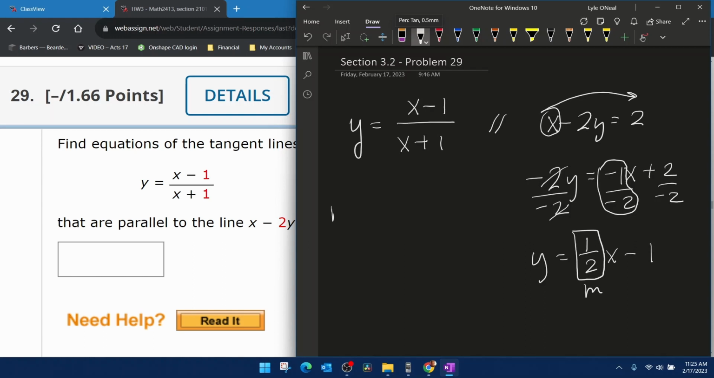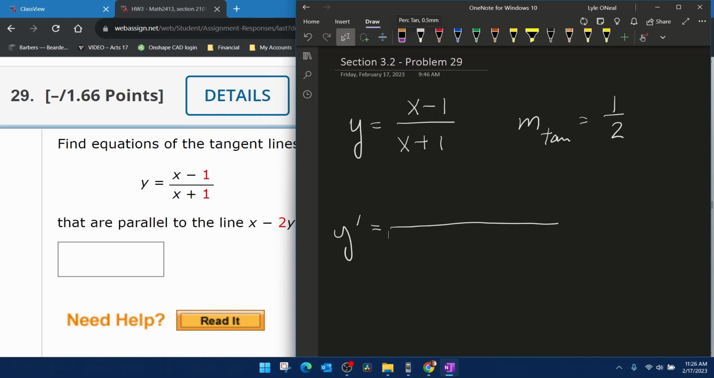Now notice that what that means is that the slope of the tangent line must also be a half. And how do we find the slope of the tangent? Well, we take the derivative. So we're going to find y prime, set it equal to a half, and what that'll give me are the x coordinates of the points where the tangent line touches the curve.